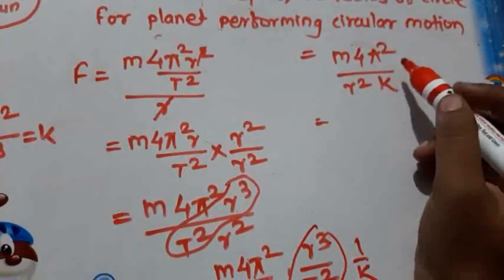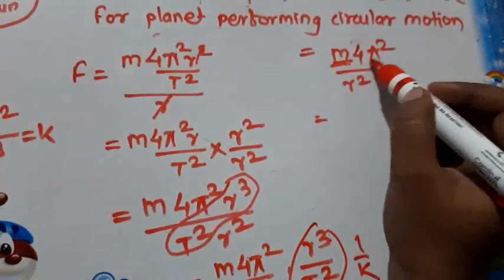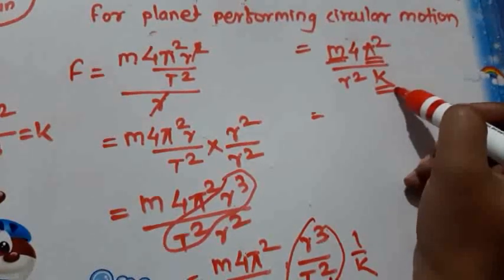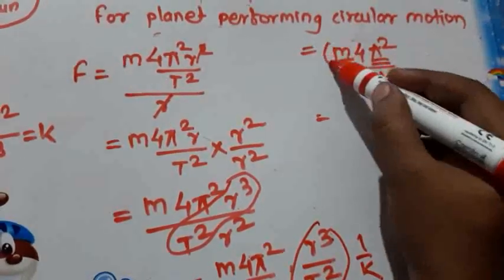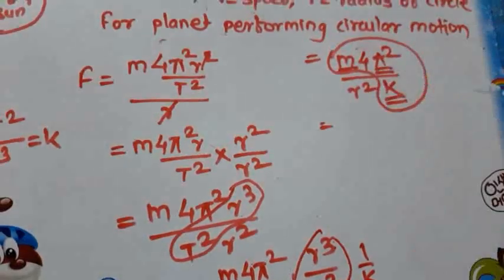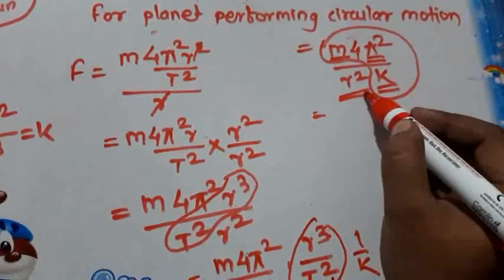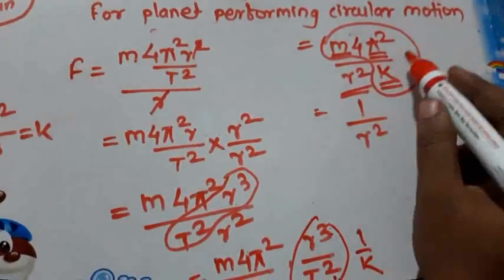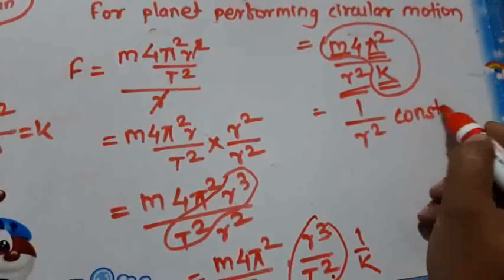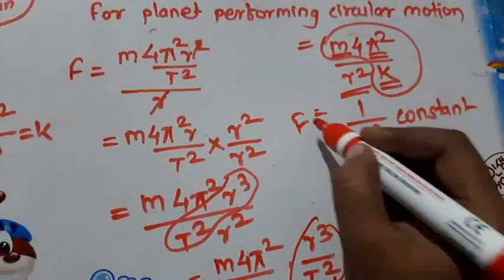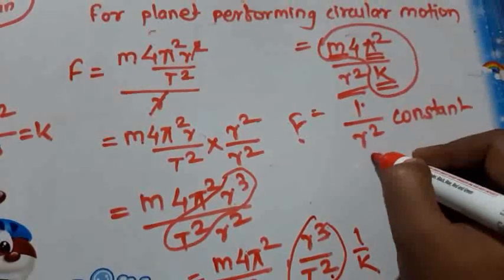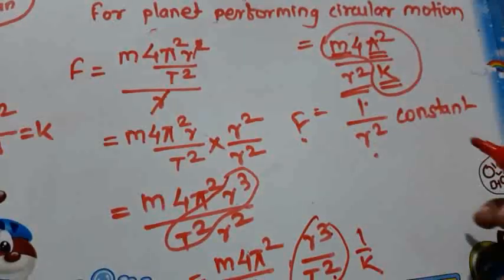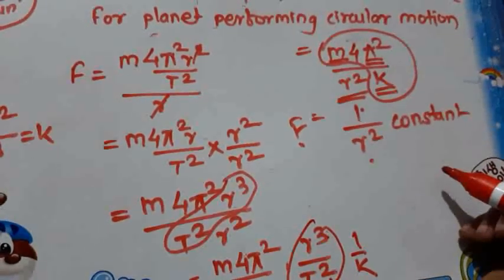Now for any object, its mass, the value of pi, and the value of this constant remain the same, or are constant. These terms are constant. The variable term is just this. So we can write 1 upon r square into the whole, which is constant. That's why this force is inversely proportional to r square, or it is inversely proportional to the distance between two objects.